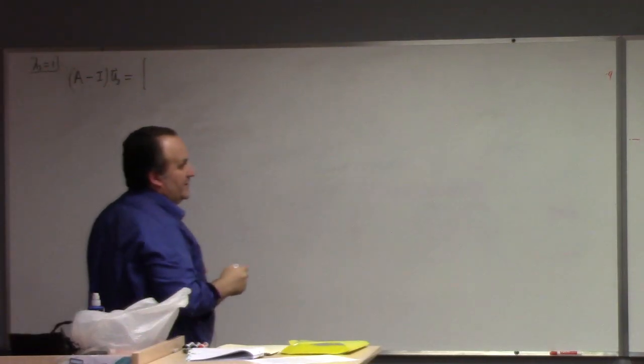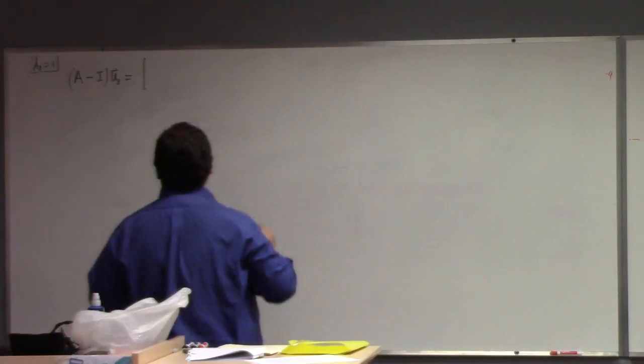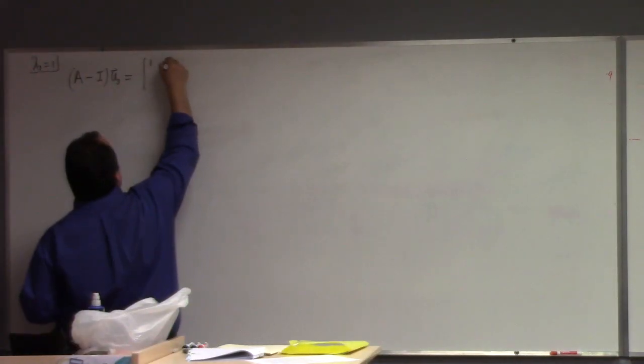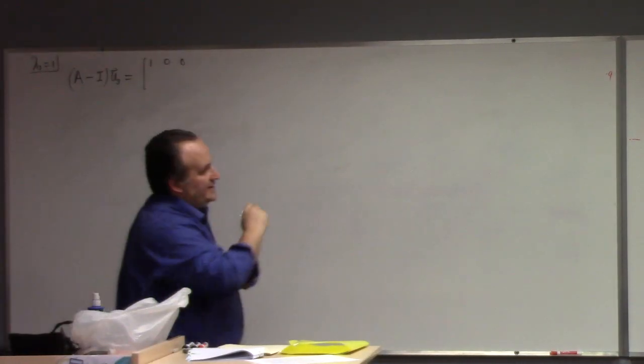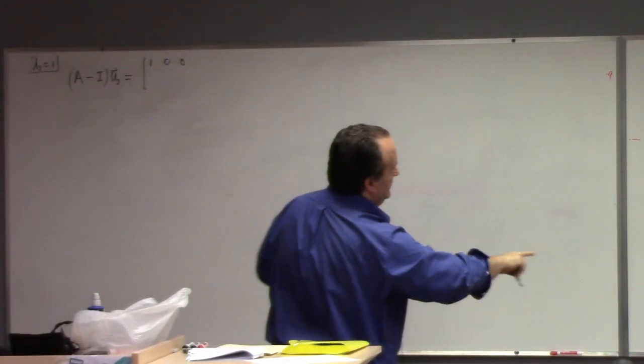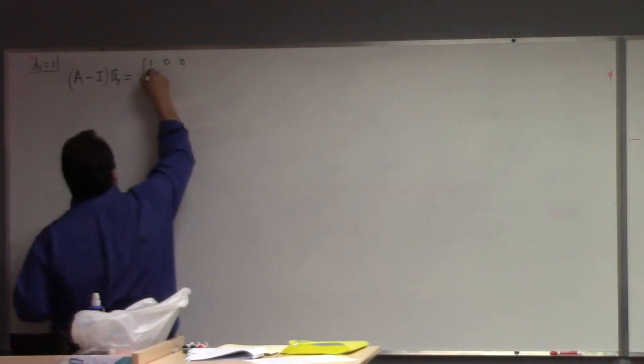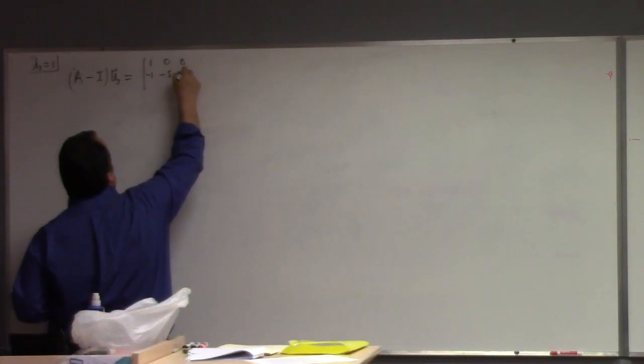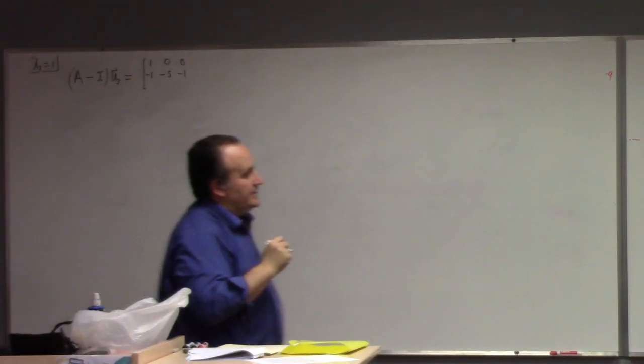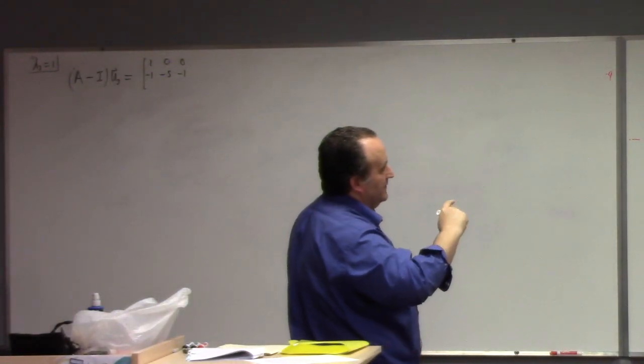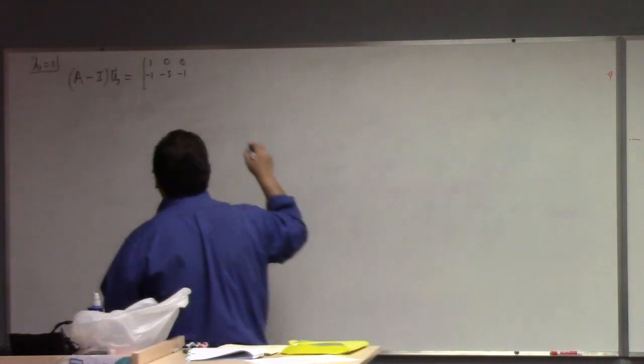Now, A I can no longer read. So 1, 0, 0? Yeah. All right. Then I subtract 1. So I get minus 1, minus 1, minus 5, minus 1. And then 0, 5, 1, right?